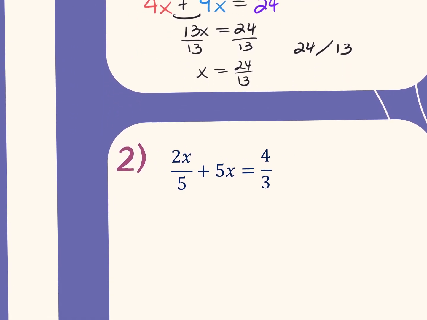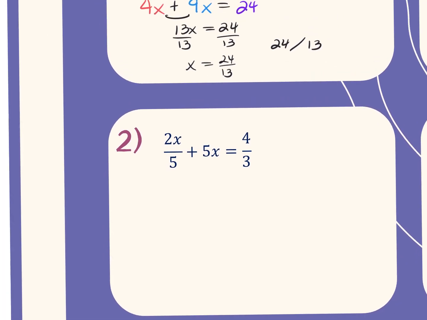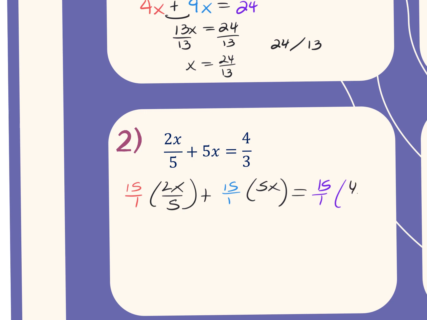Again, I'm going to look for my common denominator, or my LCD. And between 5 and 3, it's going to be 15. So again, I'm going to write the 15 next to each one. So 15 over 1 times the 2x over 5 plus, and then I'll move to the next one, multiply the 15 to the 5x, and then lastly, multiply the 15 times the 4 over 3.